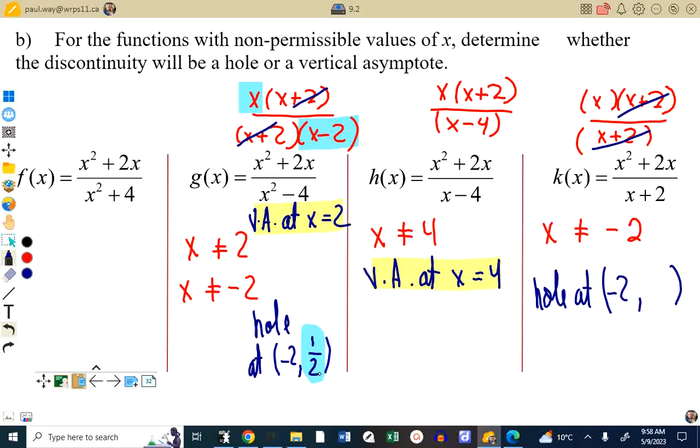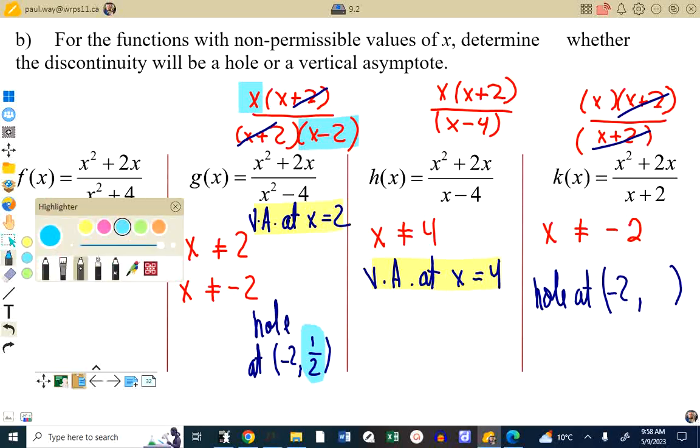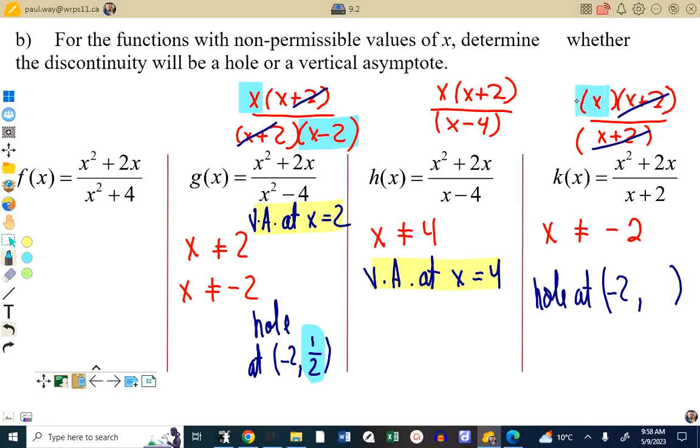And the same thing goes over here. Well, I feel silly even highlighting this. The only thing that's left here in this final function in the reduced form is x. So when I put the x coordinate of the hole, being negative 2, in for x, I get, for this, negative 2.